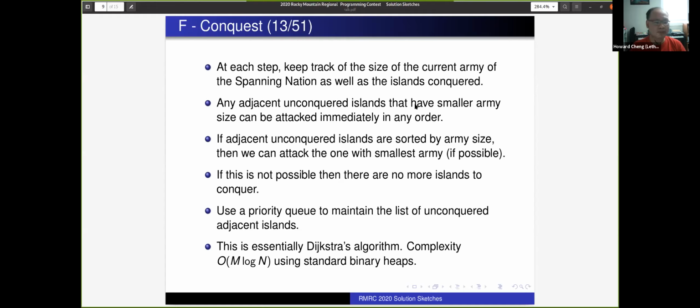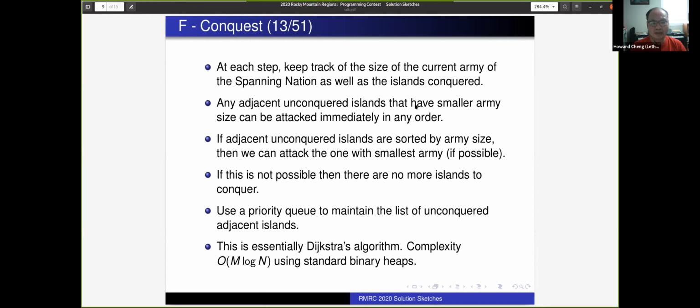So it's pretty common that you use, let's say, a priority queue to keep track of all the reachable islands. The one with the smallest army, which is the top of the priority queue, you just look at it, and if you can attack it, then you attack and eat up their army. Every time you attack and eat up an army of an island, you can then insert all the neighbors of that newly conquered island, and you just keep going. And when you can't attack anymore, then you're done.